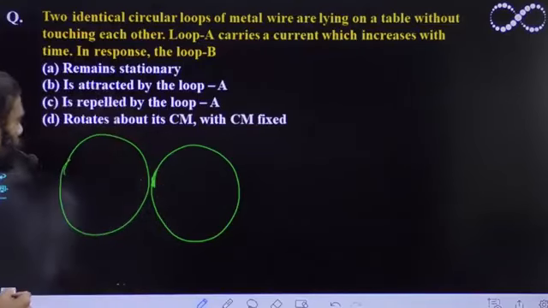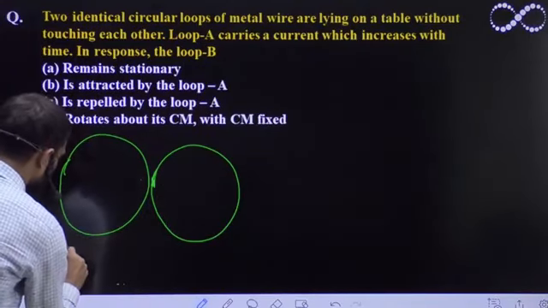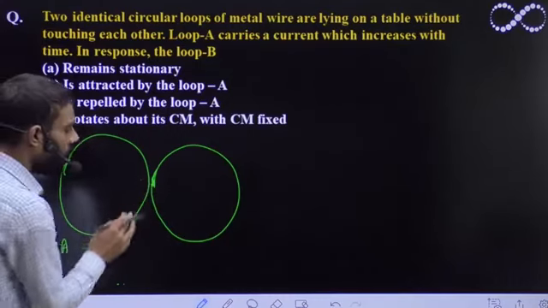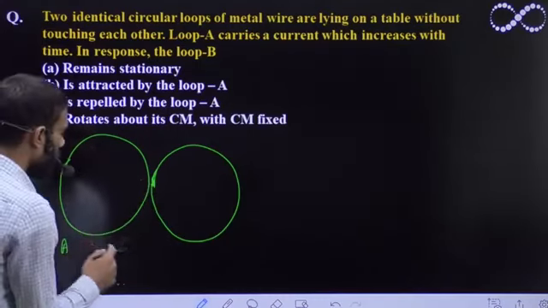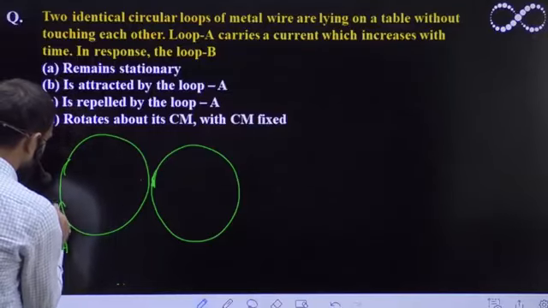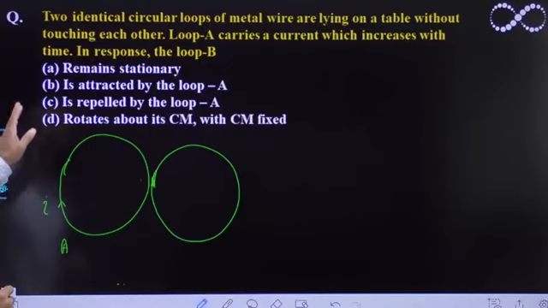Okay, so these are the loops. Let us call this loop A. You can assume these two loops are touching each other; I have shown a little gap just to make you understand. So this is loop A, and suppose the current is moving in the upward direction here, which is increasing with time.